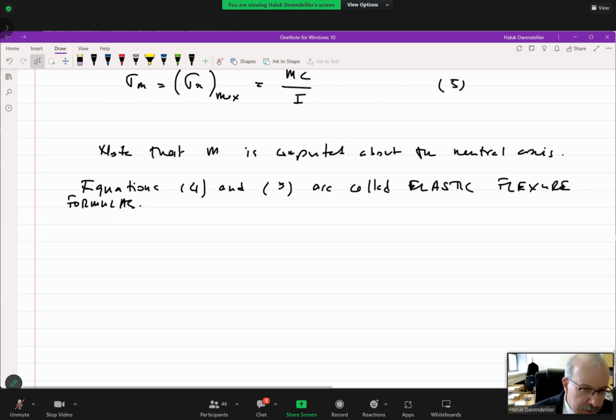Okay. Now, the normal stress is called, let me write that too. The normal stress, which we have defined by sigma x, is called the flexural stress.